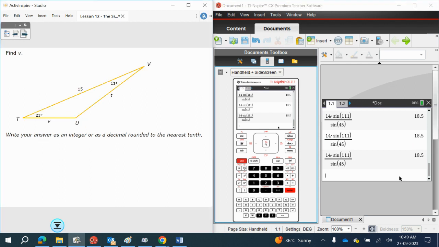Let's move on. Have a go at this one. I think it says find the side V. Have a go at this question.